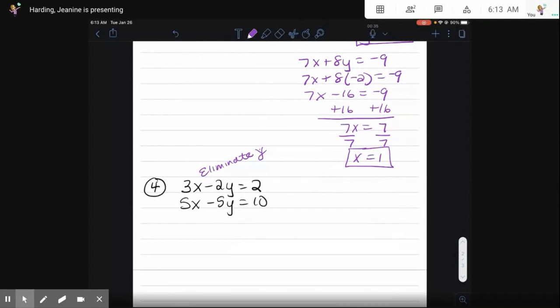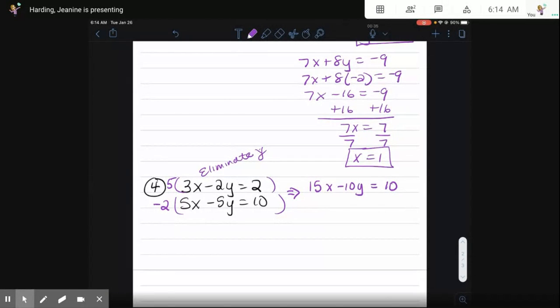And so I'm going to take the coefficient of the 2, put it on the bottom one, the coefficient of the 5, put it on the top one. Okay, 5 times negative 2y is negative 10y, and 2 times negative 5y is negative 10y. I need one of them to be positive, so I'm going to make this one negative. So negative 2 times negative 5y will give me a positive 10y. Okay, so now I can multiply those equations. 15x minus 10y equals 10.